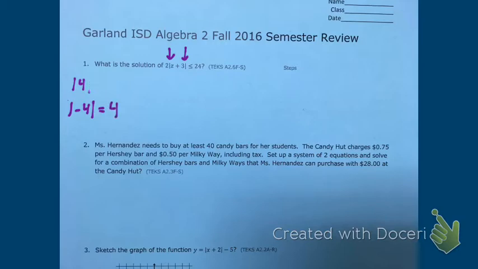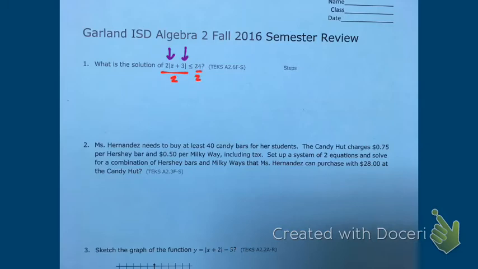So absolute value is a distance, which means we're going to have 2 possible answers because it can be positive or negative possibly on the inside there. So the first thing we need to do is isolate my absolute value portion. In order to isolate the absolute value, we need to get rid of this 2 first. We don't want it on this side. So what we're going to have to do is divide both sides by 2.